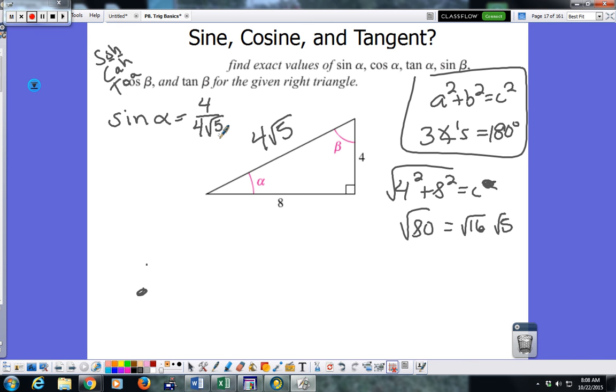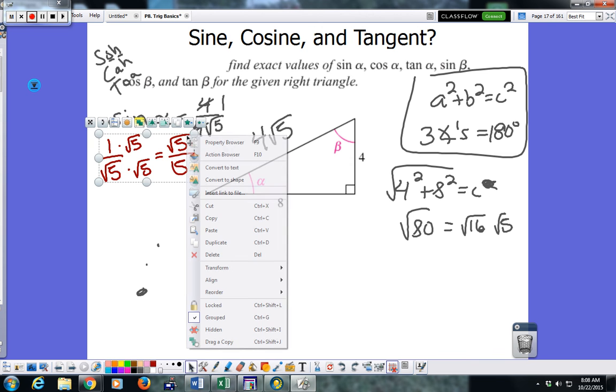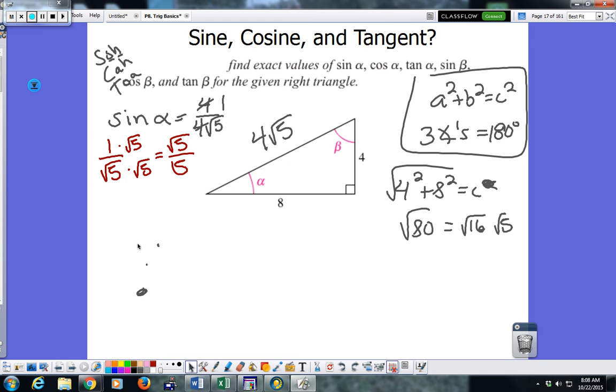Let's clean that up. And that's really the only thing that makes these problems hard, is remembering how to clean it up. Well, first off, 4 and 4 cancel. And I have 1 over root 5. We cannot leave a radical on the bottom. To get that radical off the bottom, just a reminder, we're going to multiply top and bottom by root 5. 1 times root 5 is root 5. And root 5 times root 5 is 5. So therefore, sine of alpha would be root 5 over 5.